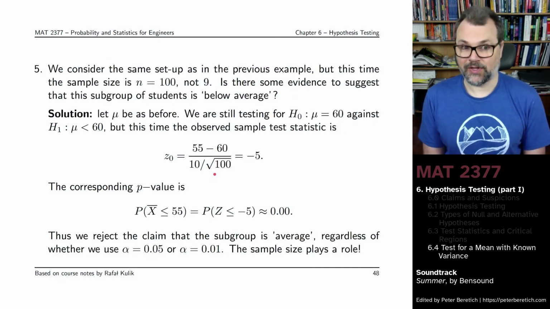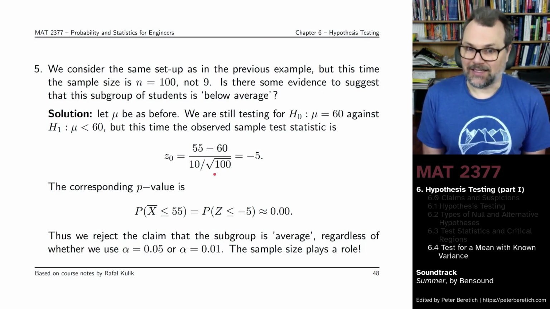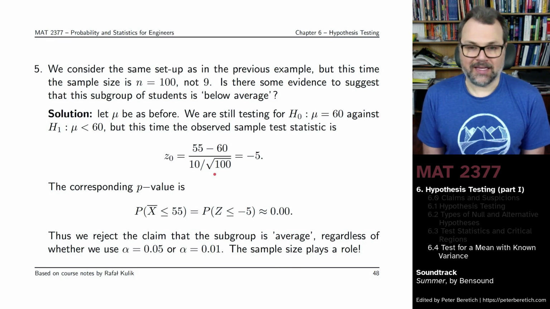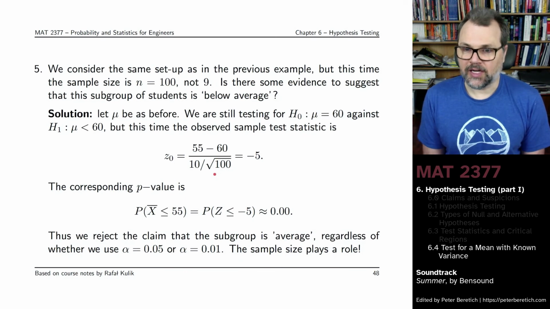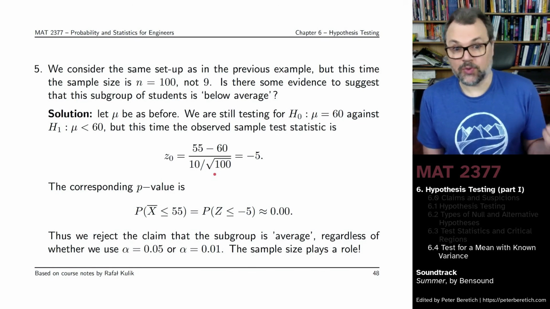Consider this situation here. Same setup as in the previous example, but I'm going to look at 100 students in the new class, not 9. If the class average of my 100 students is still 55, I would expect that there should be some movement in how I decide the test is working out. We're still testing the null hypothesis that the population mean is 60 against what I want to show, the alternative that it's actually below 60.